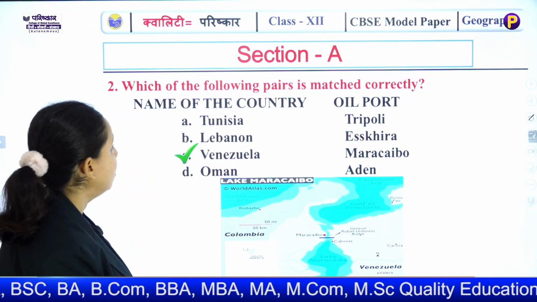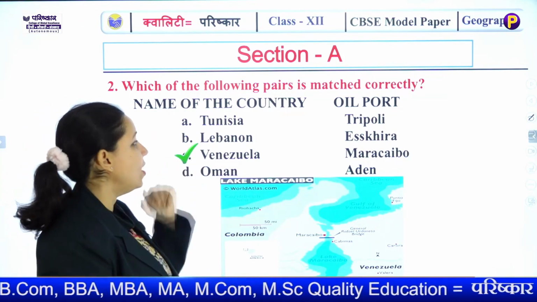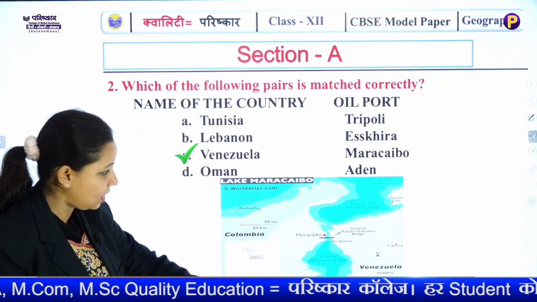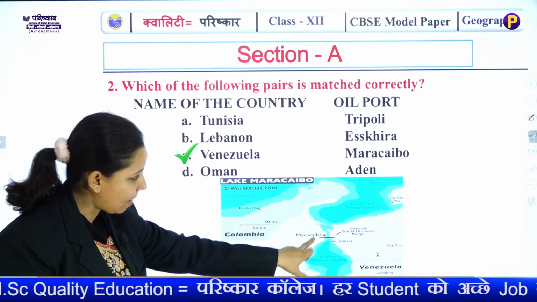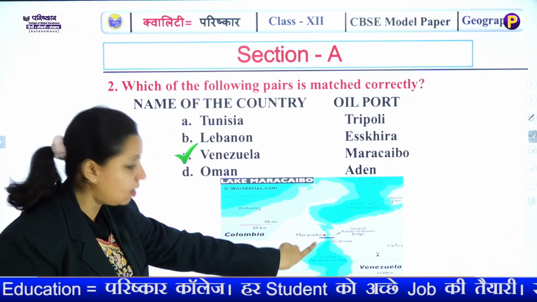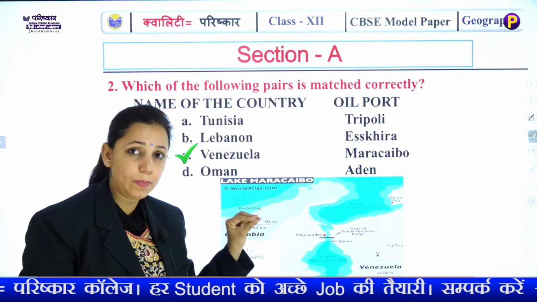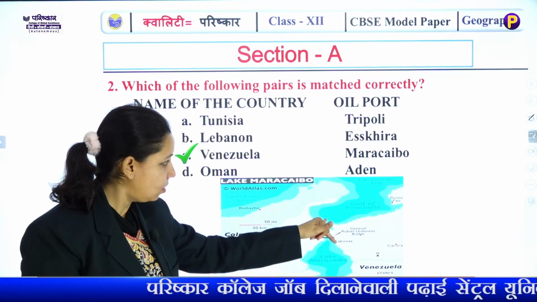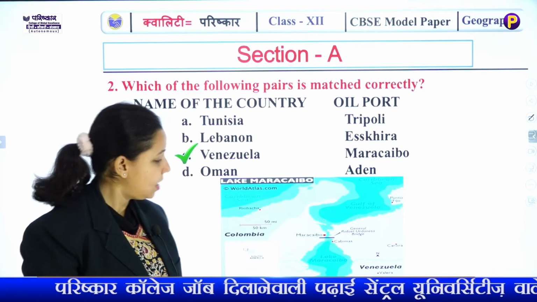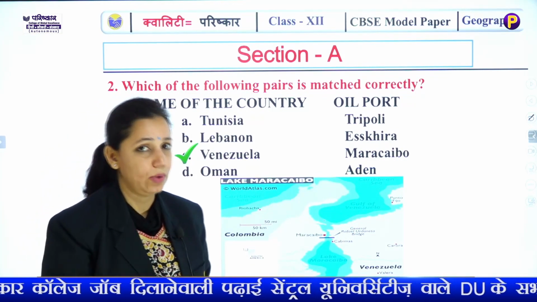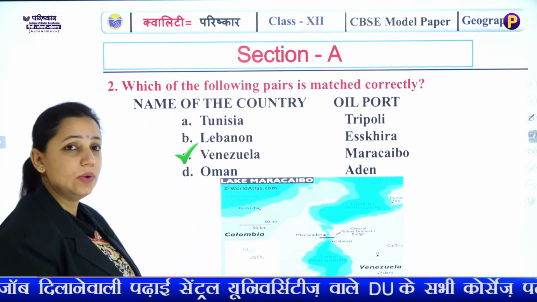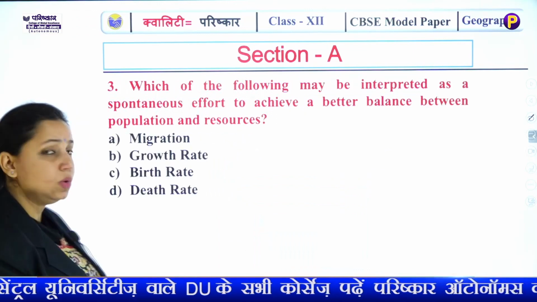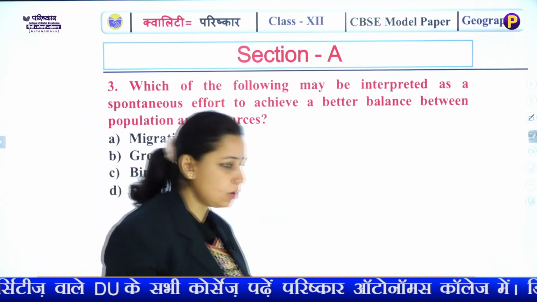So here the right answer will be Venezuela, Maracaibo. Now on the map itself you can see where Maracaibo is given. It is an oil port, a sea port, right? Basically it's located on the sea coast and it is in the country of Venezuela. So the correct answer will be C. Now moving on to the third question.